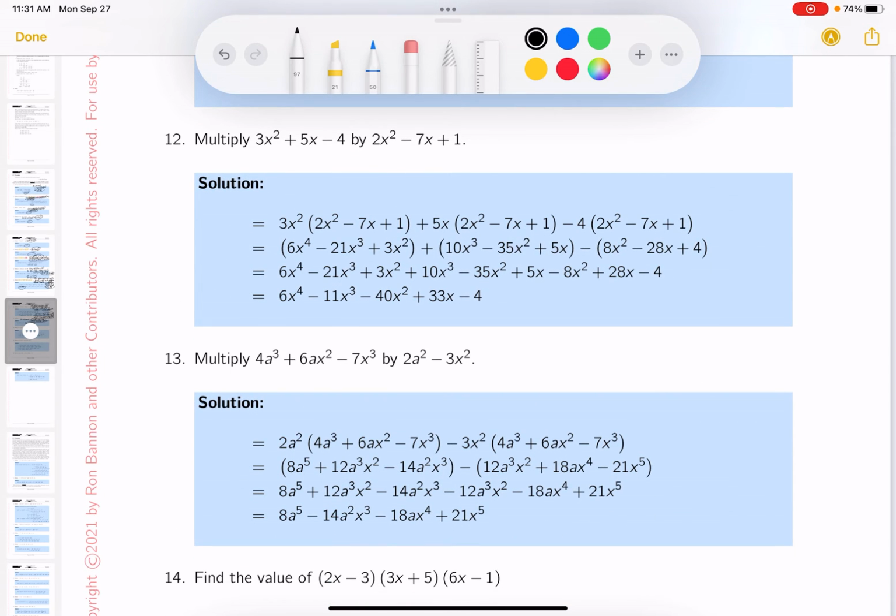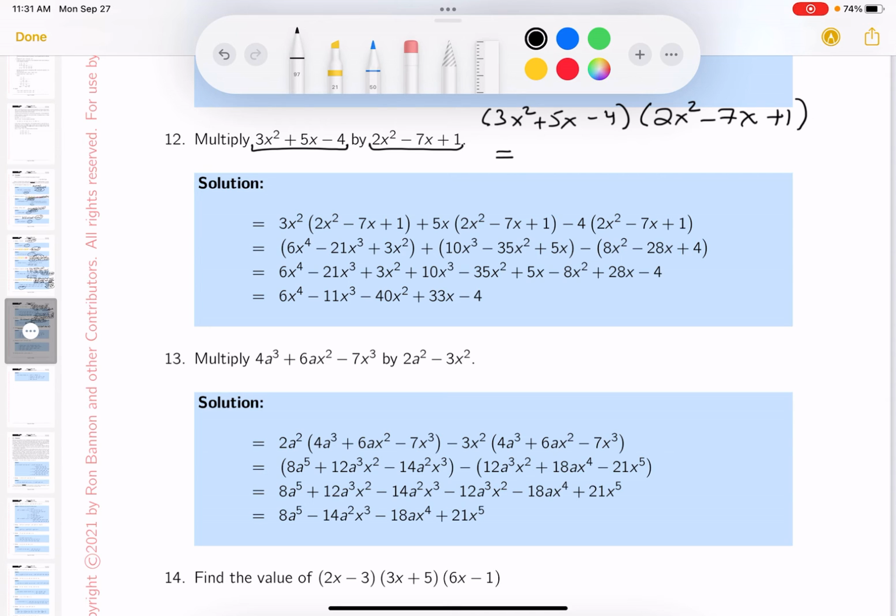All right, more difficult now, and I really do mean that. This multiplication for a lot of students is way more difficult. This is a trinomial times a trinomial. Let me write it down for you: 3x squared plus 5x minus 4 times 2x squared minus 7x plus 1. Now, there are a lot of multiplications here, so let's just go through it.